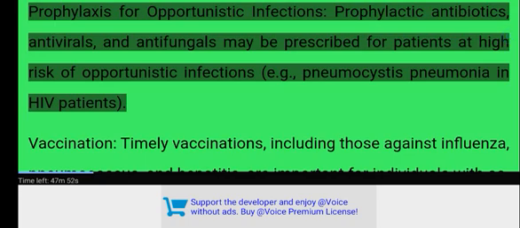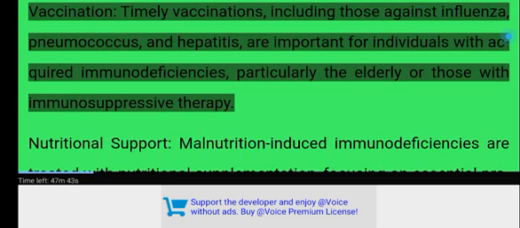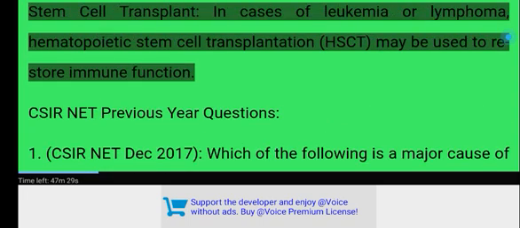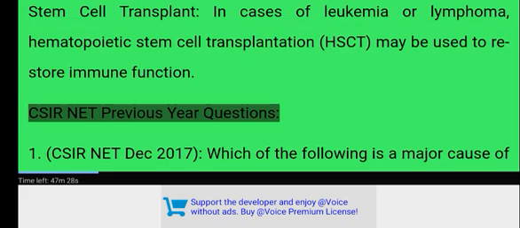Prophylaxis for opportunistic infections. Prophylactic antibiotics, antivirals, and antifungals may be prescribed for patients at high risk of opportunistic infections, e.g., pneumocystis pneumonia in HIV patients. Vaccination. Timely vaccinations, including those against influenza, pneumococcus, and hepatitis, are important for individuals with acquired immunodeficiencies, particularly the elderly or those with immunosuppressive therapy. Nutritional support. Malnutrition-induced immunodeficiencies are treated with nutritional supplementation, focusing on essential proteins and micronutrients. Stem cell transplant. In cases of leukemia or lymphoma, hematopoietic stem cell transplantation (HSCT) may be used to restore immune function.